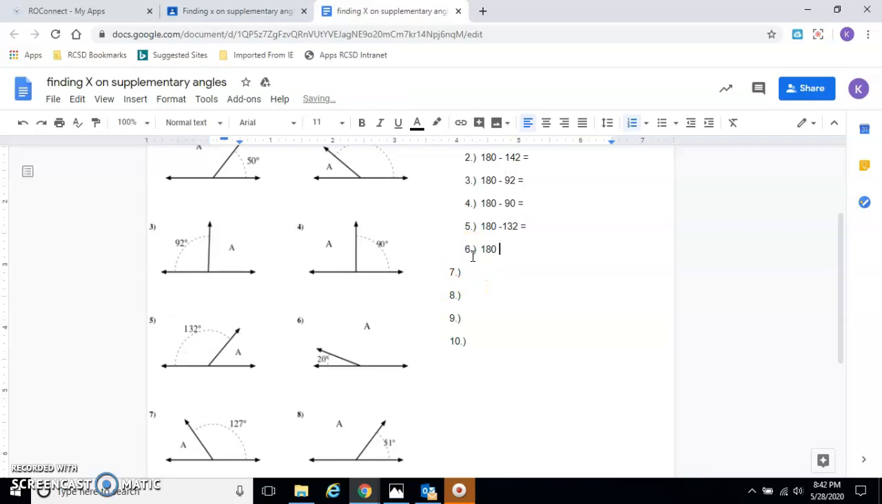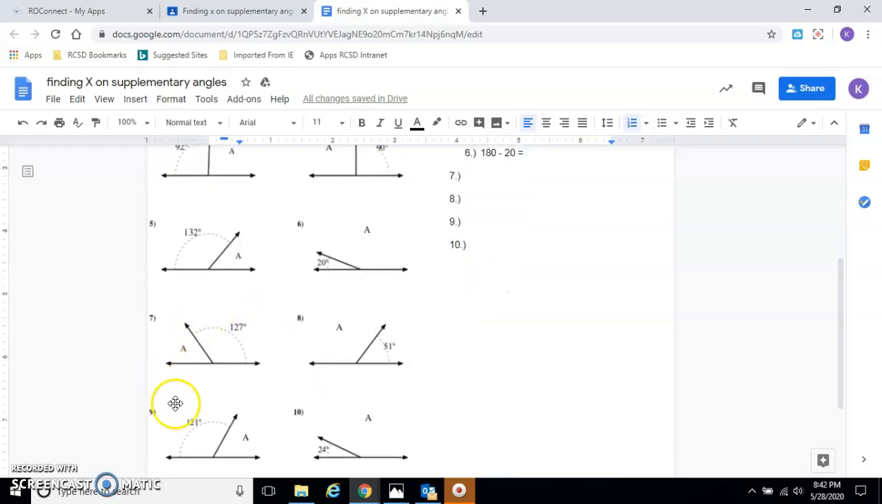180 minus 20 equals. Number 7, given 127 degrees. Find out what's left over for A. Minus 127. Number 8, given 51 degrees. Need to figure out what A is. So 180 minus 51.